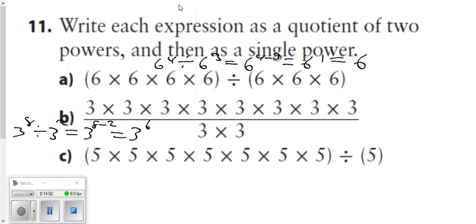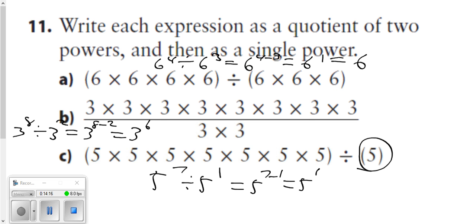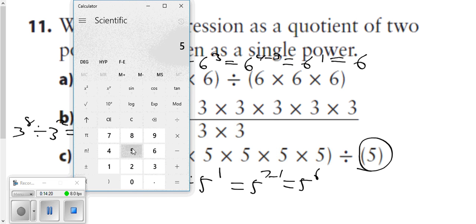And the last one. 5 to the exponent of 7 divided by 5 to the exponent of 1. Notice there's just 1 divided by 1 there. So what you're going to do is keep your base and subtract your exponents. So 5 to the exponent of 6. Which is on my own.